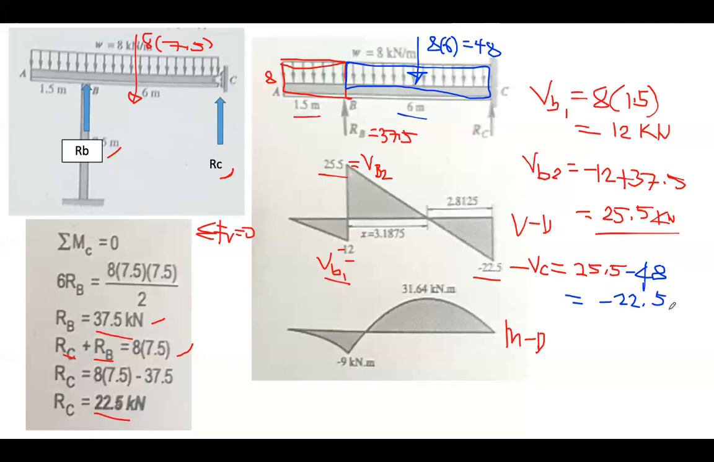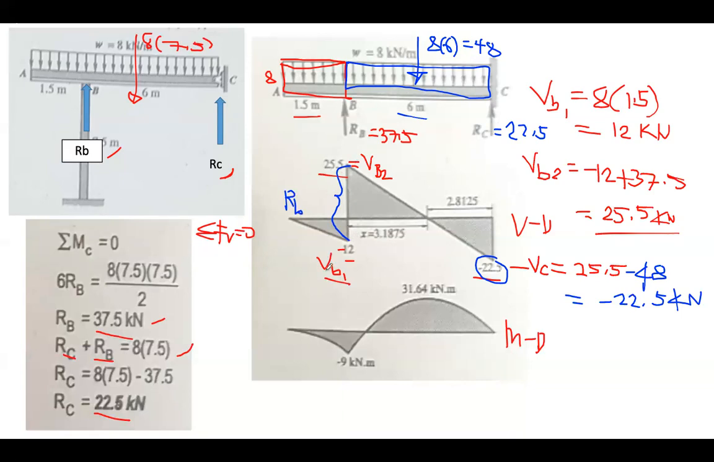Am I right? Let's check now. 48 minus 25.5, it's 22.5 kilonewton. And we have RC equal to 22.5. That's why this will just go back to here. So obviously this 22.5 is the reaction at C. This total is the reaction at B: 25.5 plus 12 is just 37.5, which is the reaction at B.